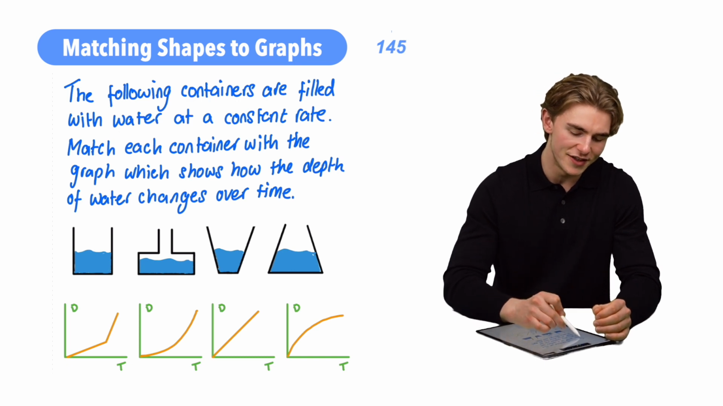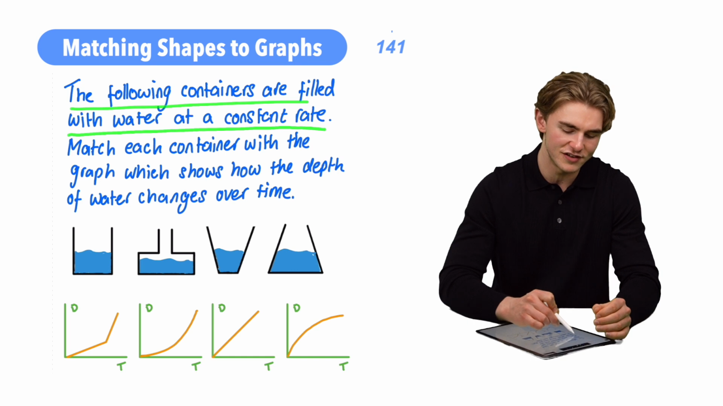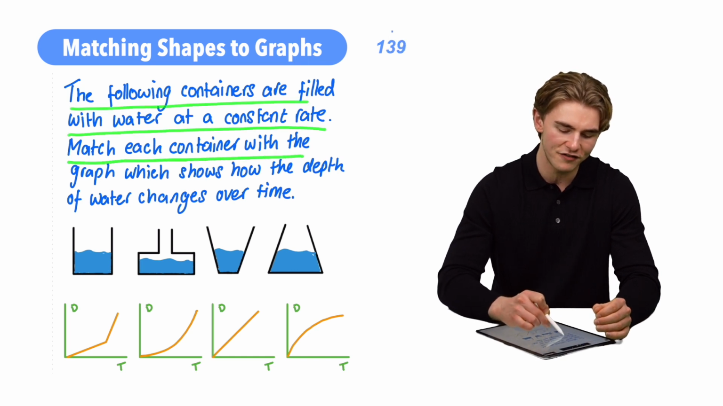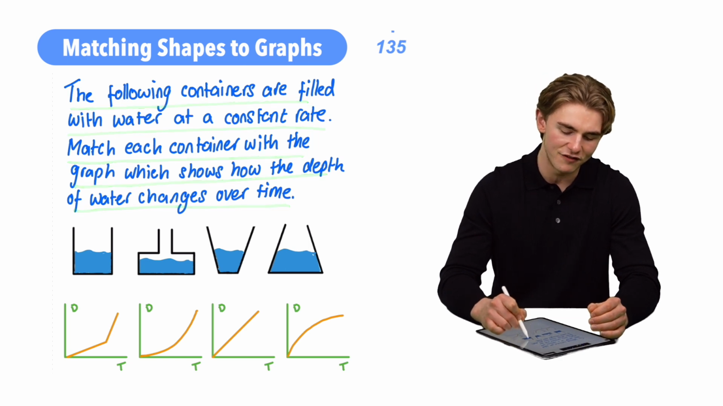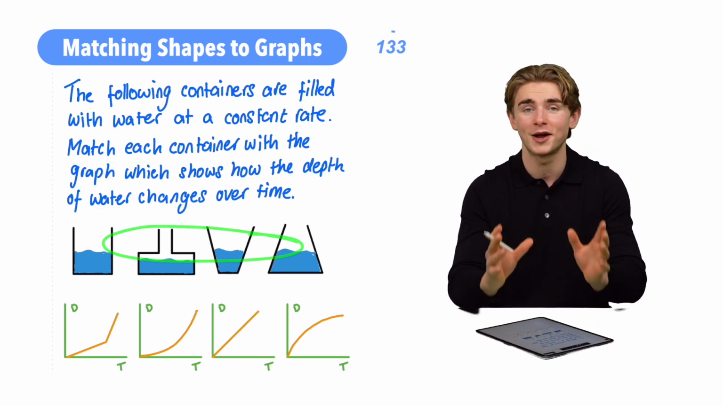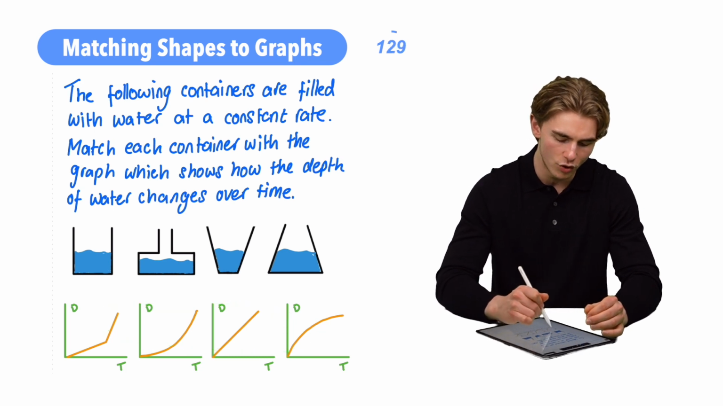The question says that the following containers are filled with water at a constant rate. It then asks us to match each container with the graph, which shows how the depth of water changes over time. We can see that we have 4 pictures here. Hopefully you like my drawing, and we have 4 graphs to match them to. Let's have a look. First of all, graph number 1.